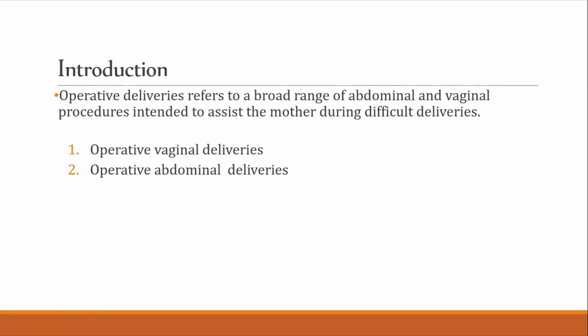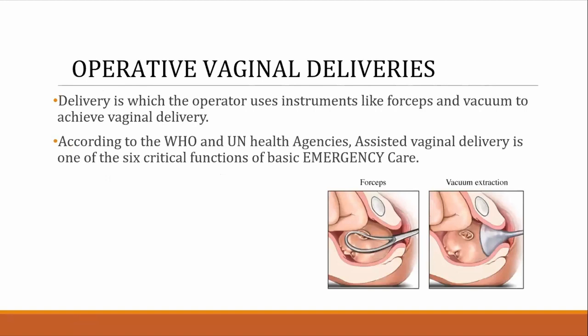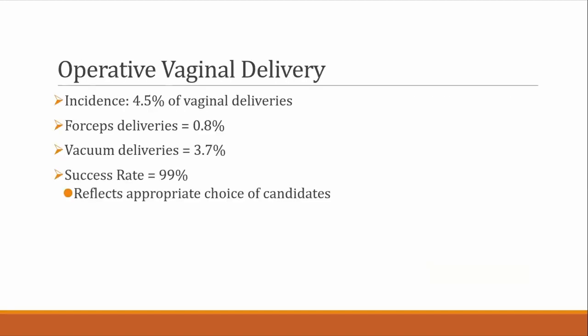Operative delivery can be, as I already said, done with different instruments in vaginal delivery to assist her in difficult delivery, and WHO has assigned assisted vaginal delivery as one of the 6 critical functions of basic emergency care. Operative vaginal delivery accounts for around 5% of all vaginal deliveries, mostly vacuum delivery, and it has around a 99% success rate if it is appropriately implemented on appropriate candidates.